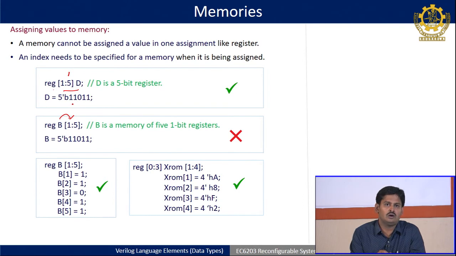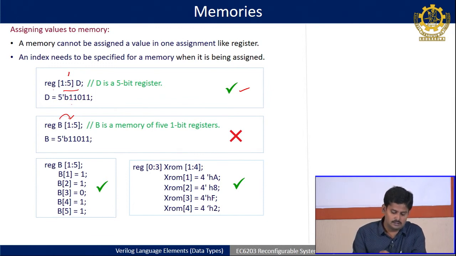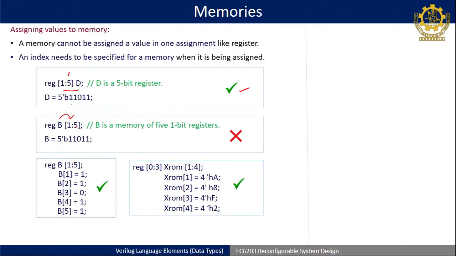So now how can we assign values? I can write D is equal to 5'b11011, this is correct. But if I have a similar register, reg B [1:5], it indicates that B is 1 bit of data type, meaning it can store 1 bit value, but it has 5 memory locations.